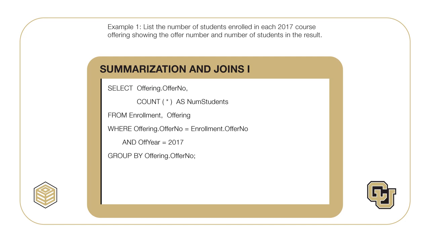How are the tables combined? The offering and enrollment tables must be joined on offer number using a condition with the primary key and foreign key of the tables.